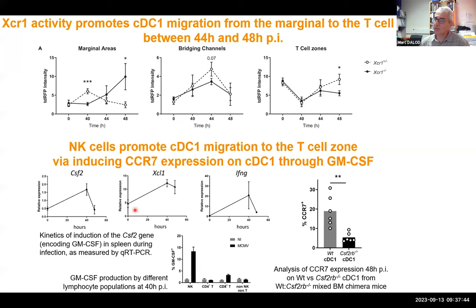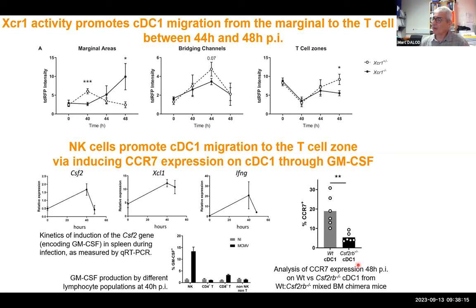So Karine and her group looked at candidate genes. They looked at genes that are expressed in NK cells during MCMV infection. So they found that NK cells express the gene encoding GM-CSF, XCL1, and interferon gamma. They could show at the protein level that ex vivo isolated NK cells from infected mice are a major source of GM-CSF. And so they tested whether GM-CSF receptor on cDC1 is critical for the upregulation of CCR7. They generated mixed bone marrow chimera, mixing wild-type bone marrow with GM-CSF receptor knockout bone marrow.